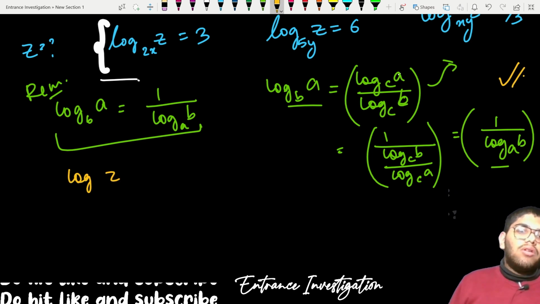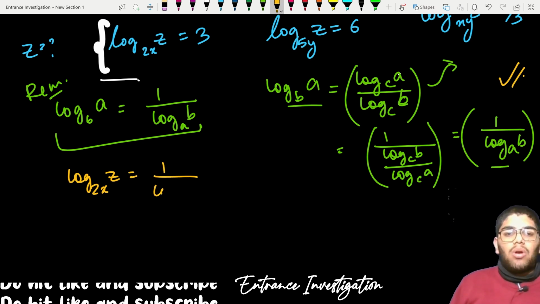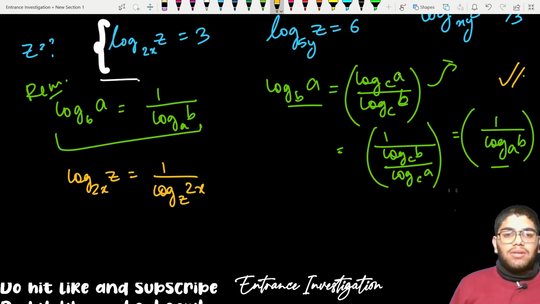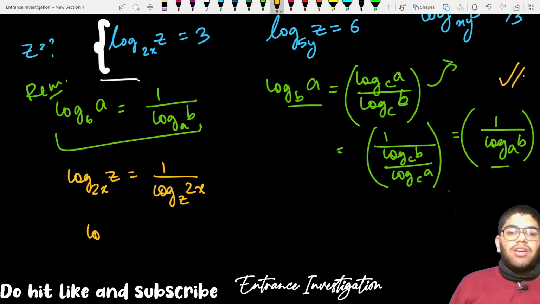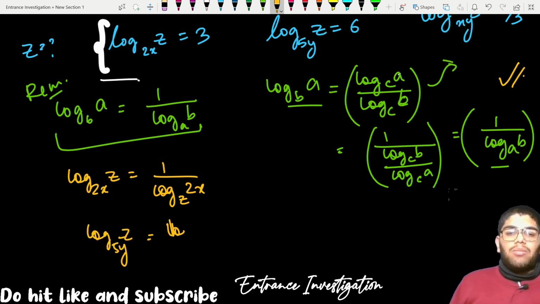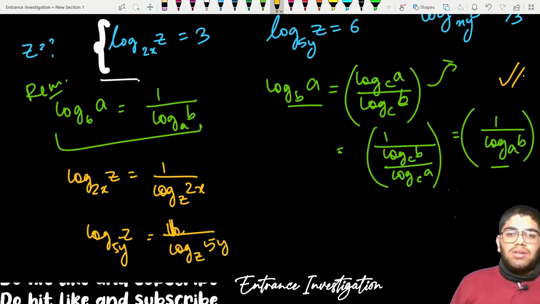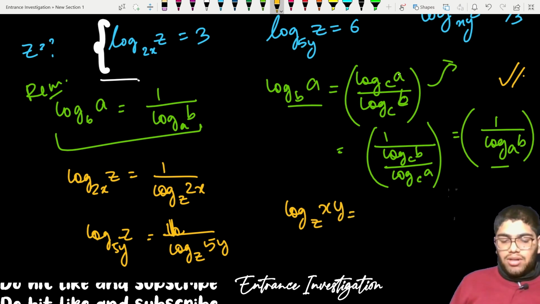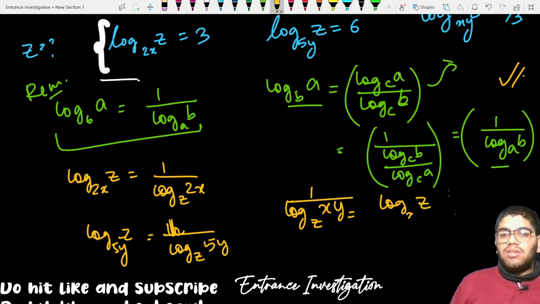So log of z base 2x can be written as 1 over log of 2x base z. And similarly we can write log of z base 5y as 1 upon log of 5y base z. And similarly log of z base xy is 1 over log of xy base z.